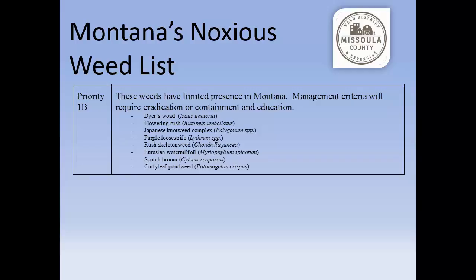Purple loosestrife, another one that likes wetlands up in the Lake County area. Rush skeletonweed, Eurasian water milfoil, which is a submerged aquatic plant. Scotch broom, which was an ornamental plant that exploded and left its ornamental setting, and it's really bad in Washington. And curly leaf pondweed, another one that is a submerged aquatic. And the management criteria for those is again eradication, or if the infestation is too big, containment of the infestation.